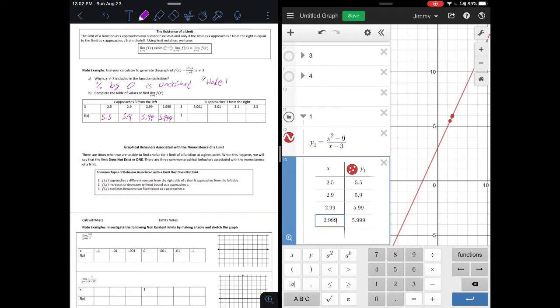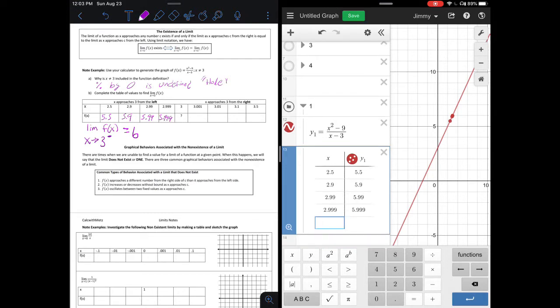Now, from a limit notation standpoint, we can write that as the limit of the function of x as x approaches 3 from the left, so a little minus sign there, equals 6, because that's what the y values are getting closer to. Now, let's continue that table on, and let's look at the right-hand side to see what they're approaching.